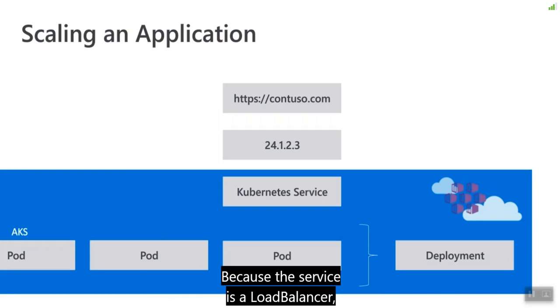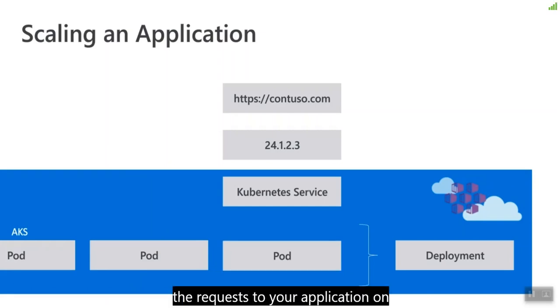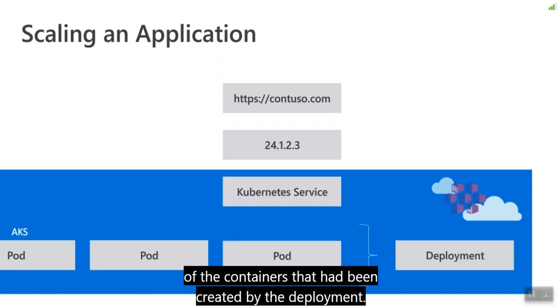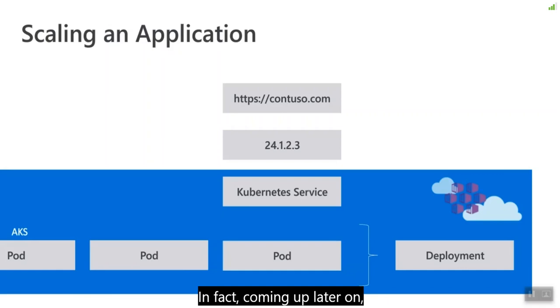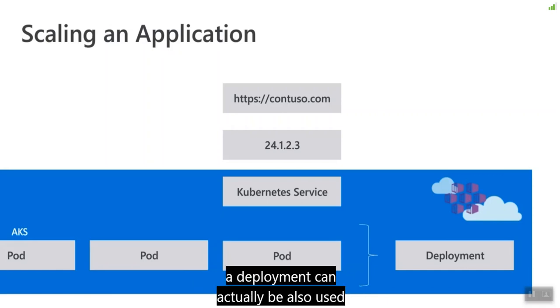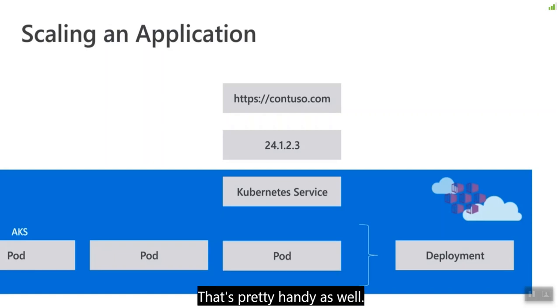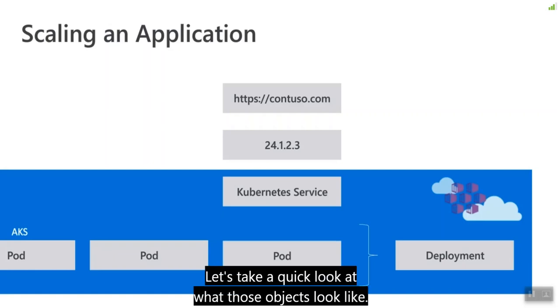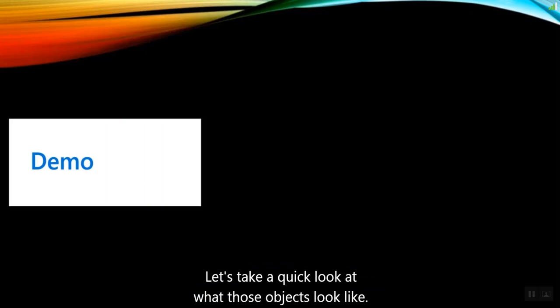And because the service is a load balancer, it's going to actually distribute all of the requests to your application on that particular IP address out to all of the containers that have been created by the deployment. And in fact, coming up later on, a deployment can also be used to do a rollout from one version to the next. And that's pretty handy as well. All right, so let's take a quick look at what those objects look like.